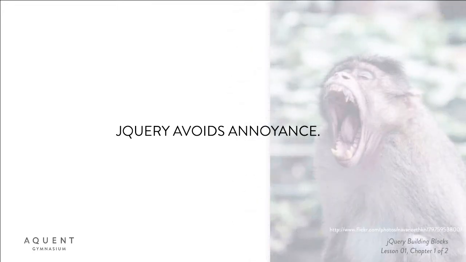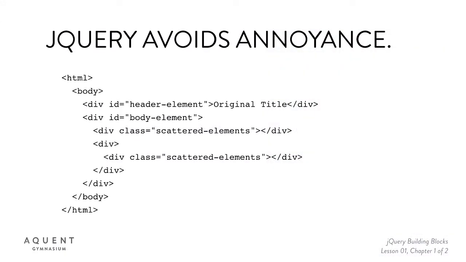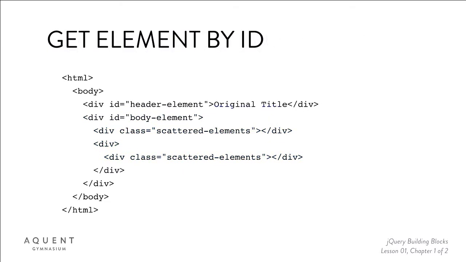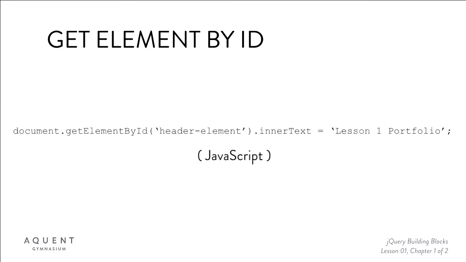jQuery helps you avoid annoyance. There's so much code in plain old JavaScript and HTML that's a pain to write. jQuery takes things that you're going to do often, and it makes them really easy. Let's take a look at an example. Here's a generic snippet of HTML for a generic web page. We got a header at the top with a big splashy title. We got a body section with some elements scattered around. Now let's say we need to, for whatever reason, change the text in the header, which means that we need to get that element. Now here's how you do it in plain old JavaScript.